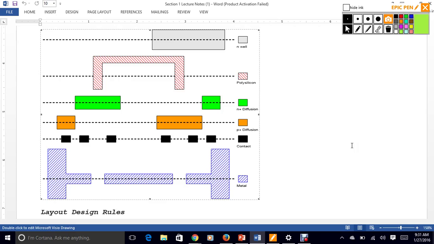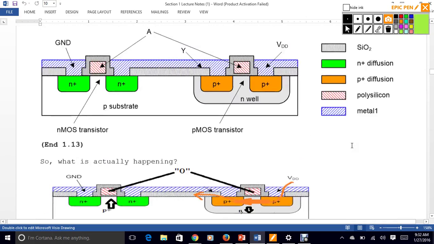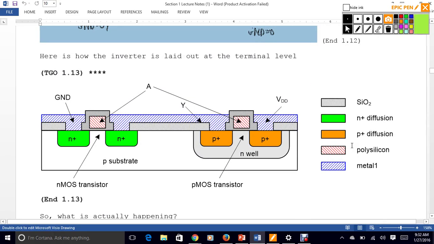So if we go back up to our inverter, here's our inverter. And so you have your metal, your polysilicon, your N plus diffusion, your P plus diffusion, your N well inside your P substrate. And then these contacts are going to be used to ensure, basically the simplest way to describe a contact is being able to transfer the flow of electrons from one of these types to another. So if you have VDD metal going through a P substrate, you use a contact to be able to ensure the integrity of the signal. So that's 1.16 there.